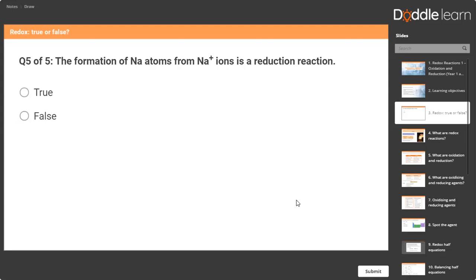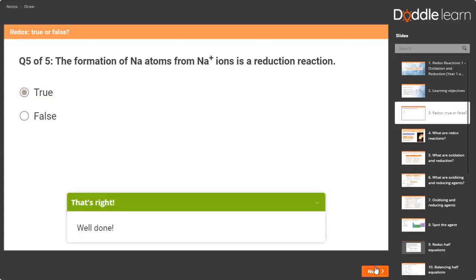And finally, the formation of sodium atoms from sodium plus ions is a reduction reaction. Remembering that when we have a plus symbol, it means we've lost electrons. So if we've gone from a plus to a neutral, we must have gained an electron. If we have gained an electron, it must be a reduction reaction. So therefore, this is true: the formation of sodium atoms from sodium ions is a reduction reaction.